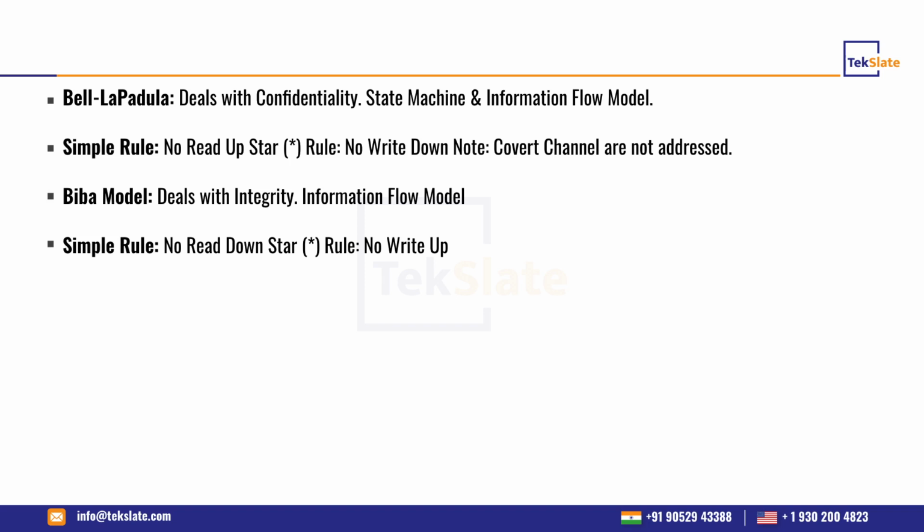So Biba model deals with integrity. CIA: confidentiality, integrity, availability, right. This is also an information flow model. Biba model deals with integrity. It also has two rules: one is the simple rule and one is the star rule. The simple rule is no read down, means you can't read below your level. And the star rule is you can't write up. Means if you are at level A, you can't write up, you can't modify the higher level.